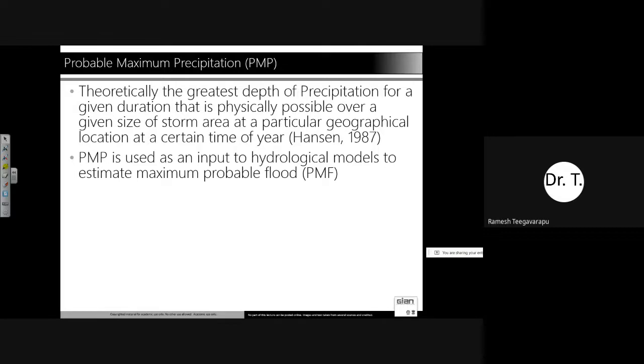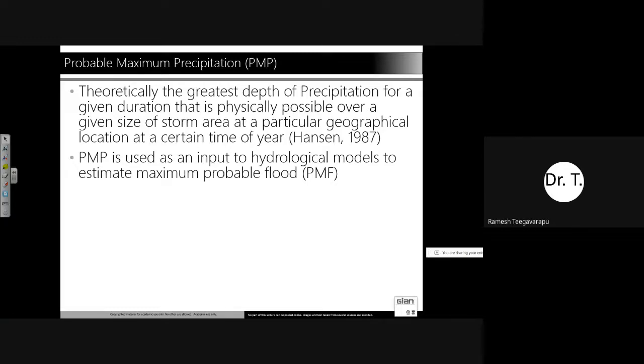Now, sometimes in our case where we are designing a very sensitive, high hazard hydrologic structure like a dam, then we look at what we call the PMP, the theoretically possible maximum precipitation depth. And of course, the definition is very well known. Theoretically, the greatest depth of precipitation for a given duration that is physically possible over a given size of storm area at a particular geographical location and at a certain time of the year. Obviously, this has a lot of qualifiers.